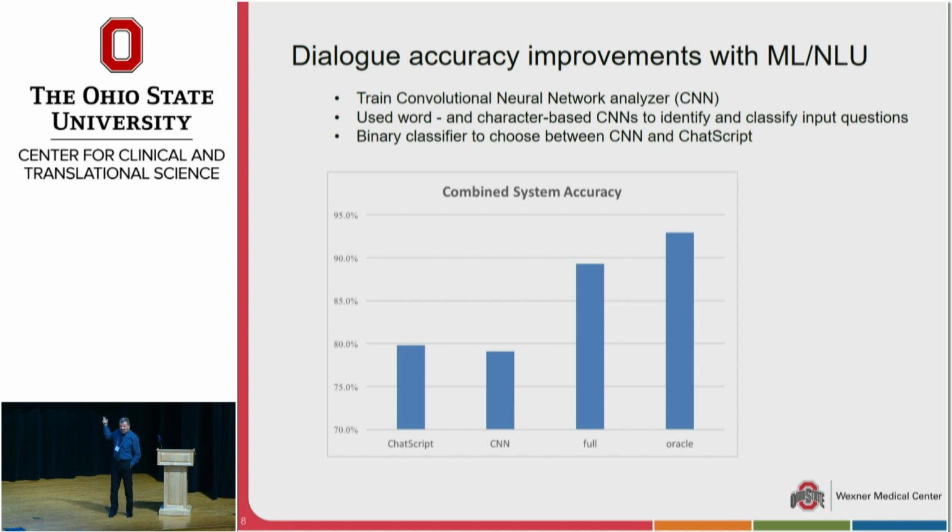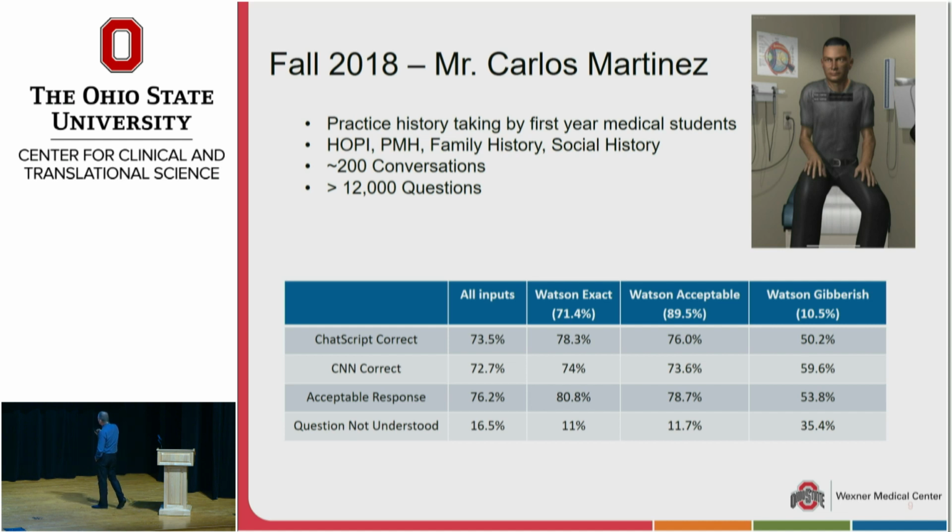accuracy. And so we wanted to see, this was all done on retrospective data, could we create a live system that would do all of that in real time? And this was largely developed, again, by Adam. So last fall, we had all of our students interview Mr. Carlos Martinez. We had about 200 students, asked about 12,000 questions.